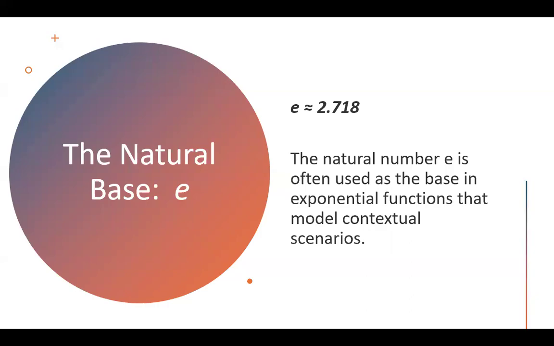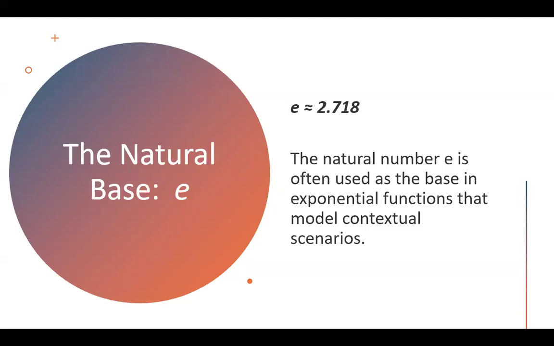Okay, so we are on the last part of 2A.5, which is the natural base E. Basically, E is a number like pi. E is approximately 2.718, and so you treat it as a number, not as a variable.